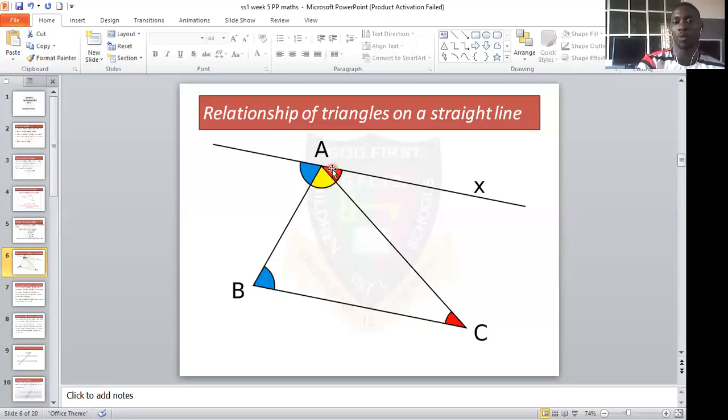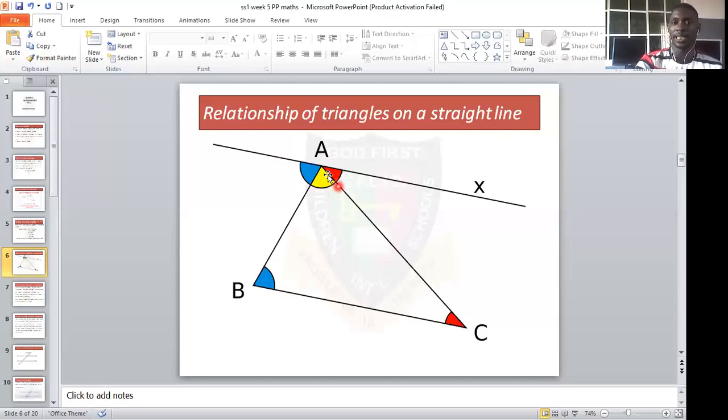This is a triangle connected to a straight line at the edge of A here. So these are the angles in the triangle: yellow, blue, A, B, C. These are the angles made in the triangle. When we are relating a triangle to a straight line, there will be extended angles made with the straight line. There's an angle formed from this angle here of the triangle with this line.